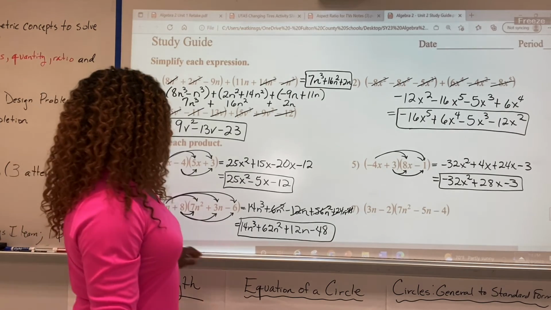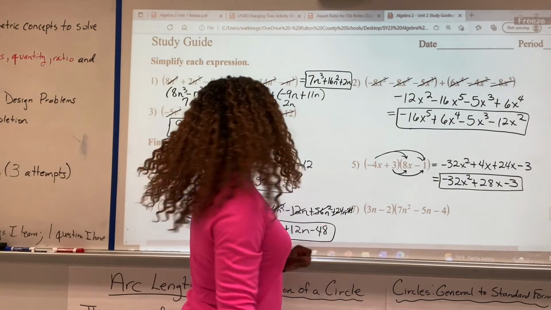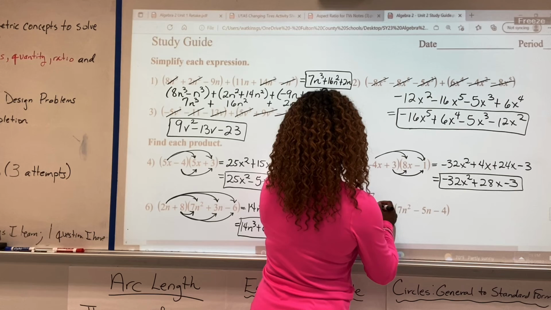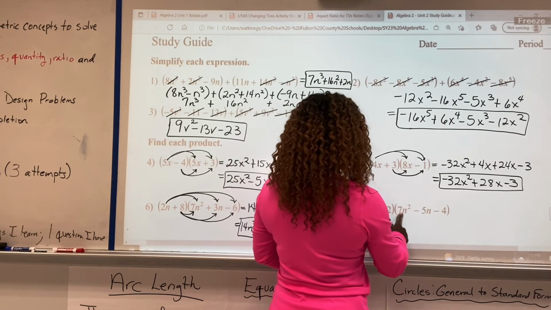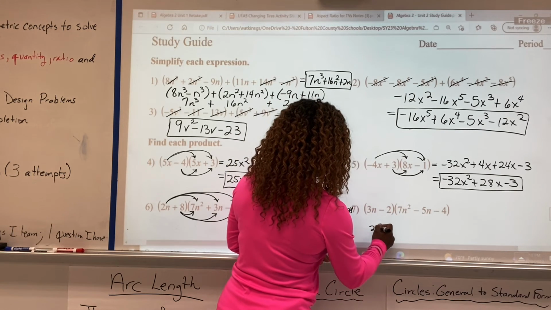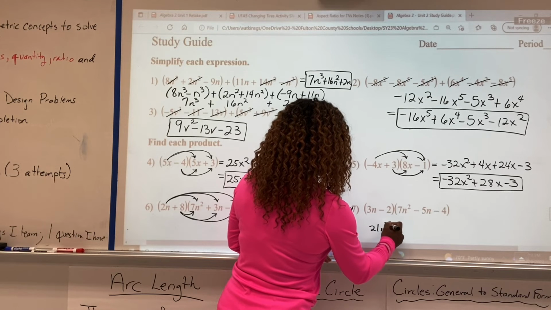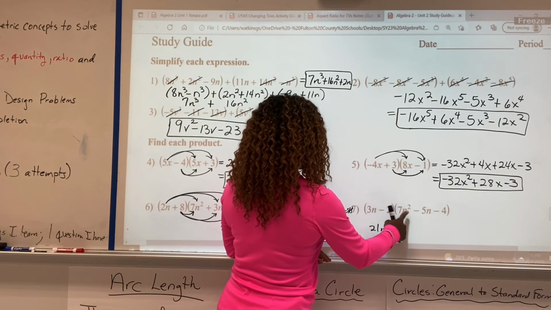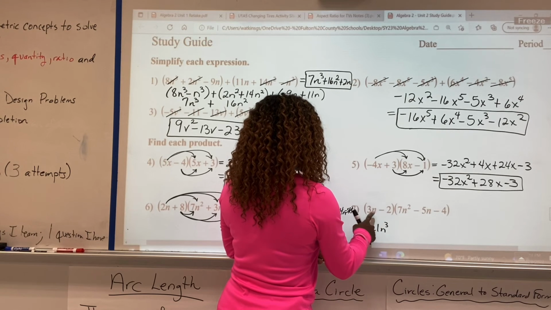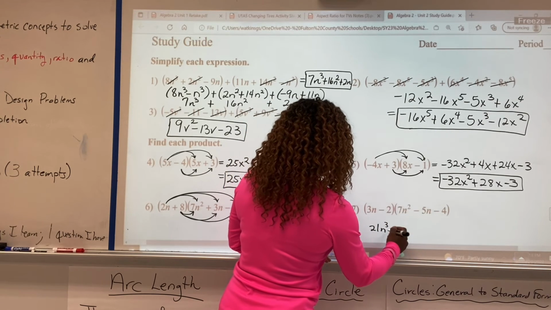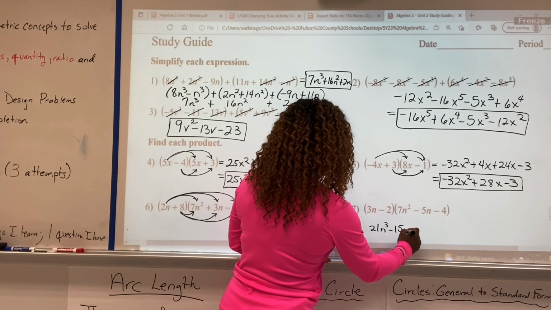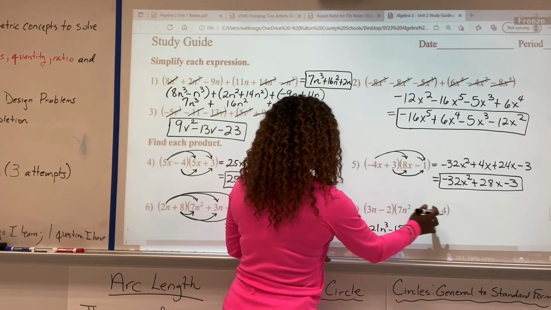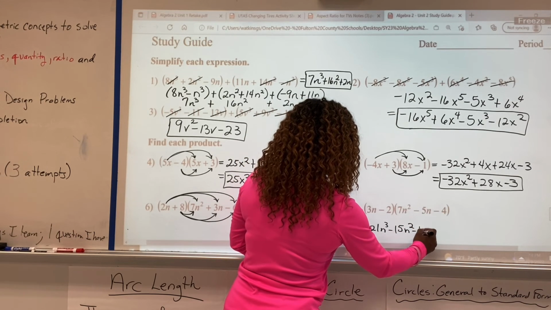And lastly, let's get this one. Same thing. So let's do this. 3n times 7n squared, that's 21n to the third, because n and then 2 more. So n times n times n is n to the third. 3n times negative 5 is negative 15n squared. 3n times negative 4, negative 12n.